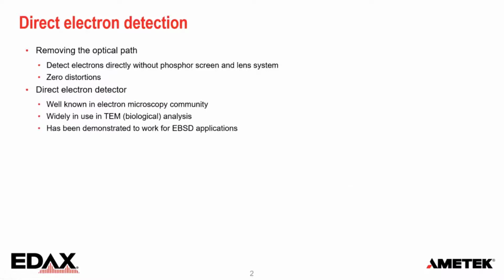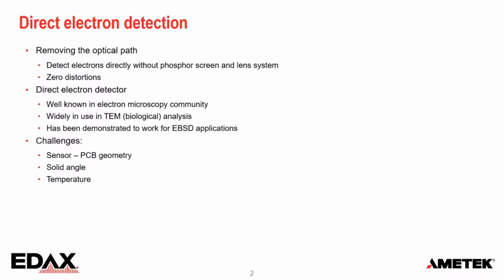Now, direct electron detection is not new. It's been known and used for a long time already in mostly TEM, biological analysis, weak beam analysis, so for beam sensitive materials. And a number of years ago, it has also been demonstrated in experimental setups to work for EBSD applications. But in the SEM, that always was a problem.